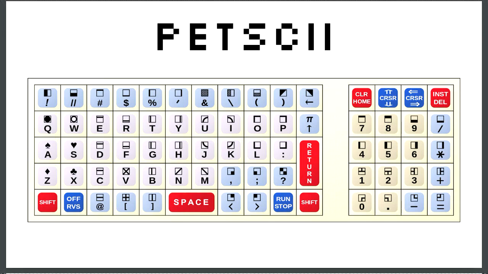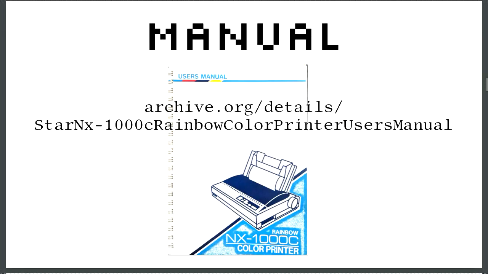I didn't quite understand that, but it turns out that the printer itself also could go into ASCII mode. If you send it some special characters before you start printing, it switches everything over to be ASCII compatible.